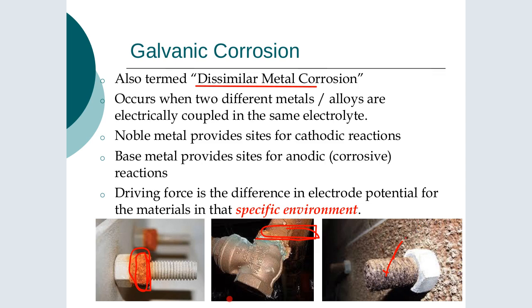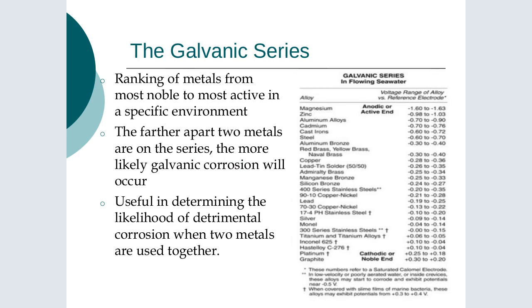But if we take this example here, this one has become the cathode, and this one has become the anode. So with the dissimilar metals, one of them has taken on the role of the anode, and one has taken over the role of the cathode. The noble metal provides a site for the cathodic reactions, and the base metal provides a site for the anodic reaction. And we can look at the Galvanic series to help us select the materials.